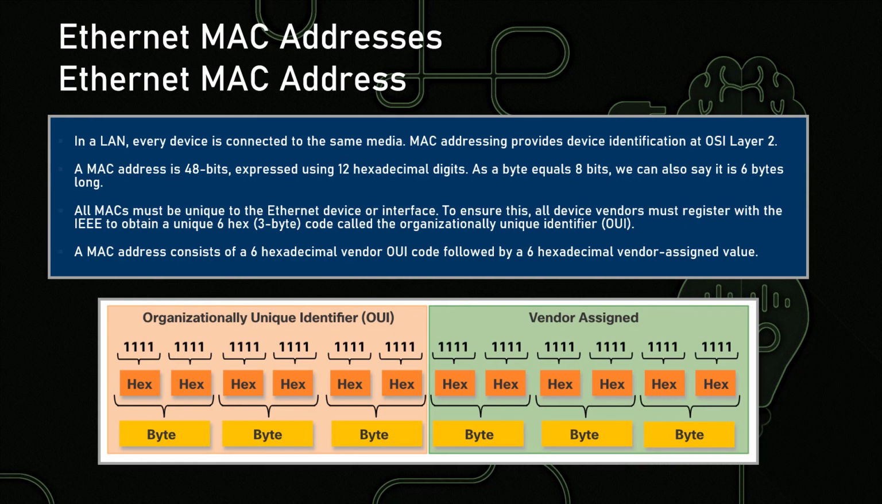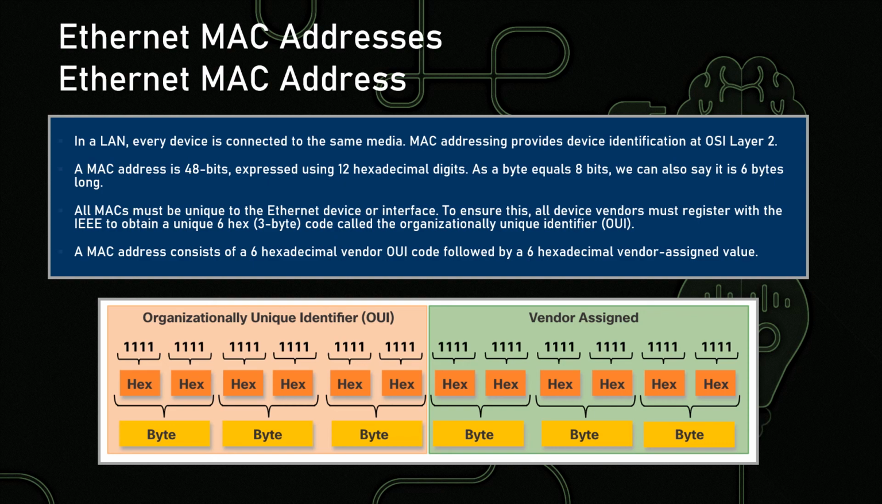In every LAN, every device is connected to the same media. MAC addressing provides identification at OSI layer 2 to talk about what device is being dealt with, and because we are going from device to device when we're dealing with switching and routing, that is the first one we want to deal with when we start peeling off the layers of the OSI.